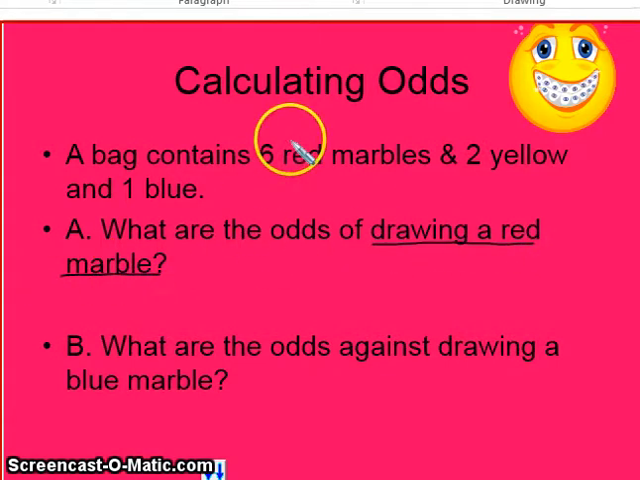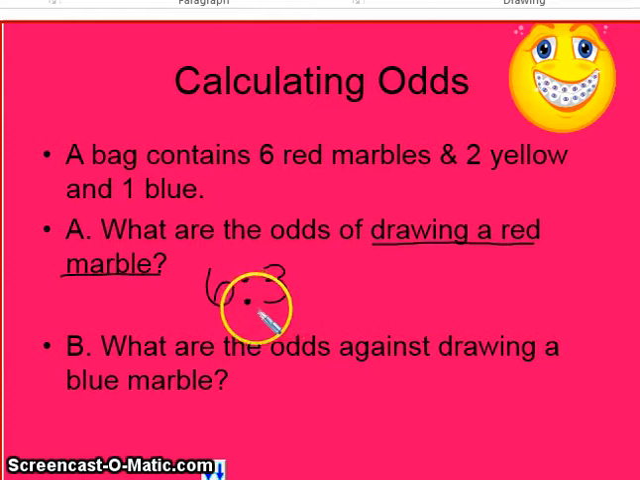So how many red marbles are there? Well, there are 6. And we need to compare that to the number of unfavorable outcomes, so not drawing a red. Since we have 2 yellow, which are not red, and 1 blue, which is not red, there are 3 unfavorable outcomes. So the odds of drawing a red marble are 6 to 3.